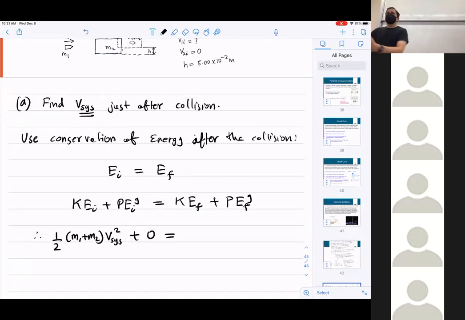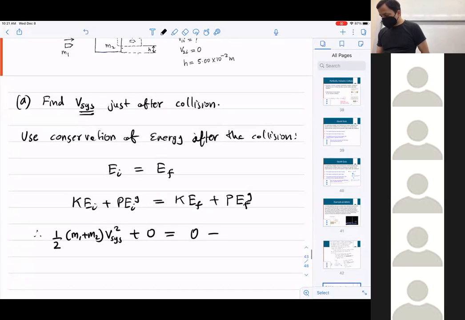As it swings up, it comes to a stop. So therefore, it no longer has any kinetic energy. So the final kinetic energy is 0. And now it'll have some gravitational potential energy because it has climbed up by a height h. And that is mgh. So in this case, that's m1 plus m2 times g times h. Any questions on that?